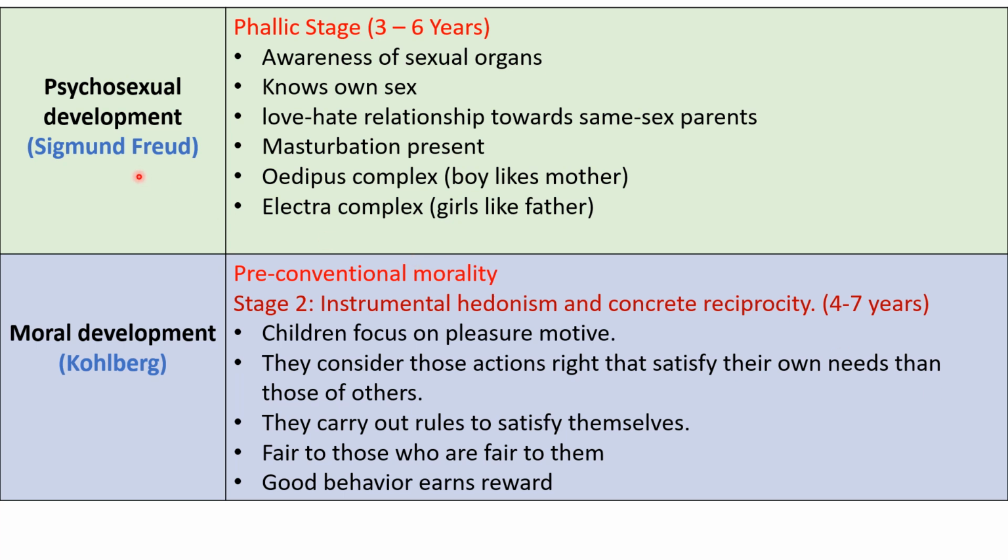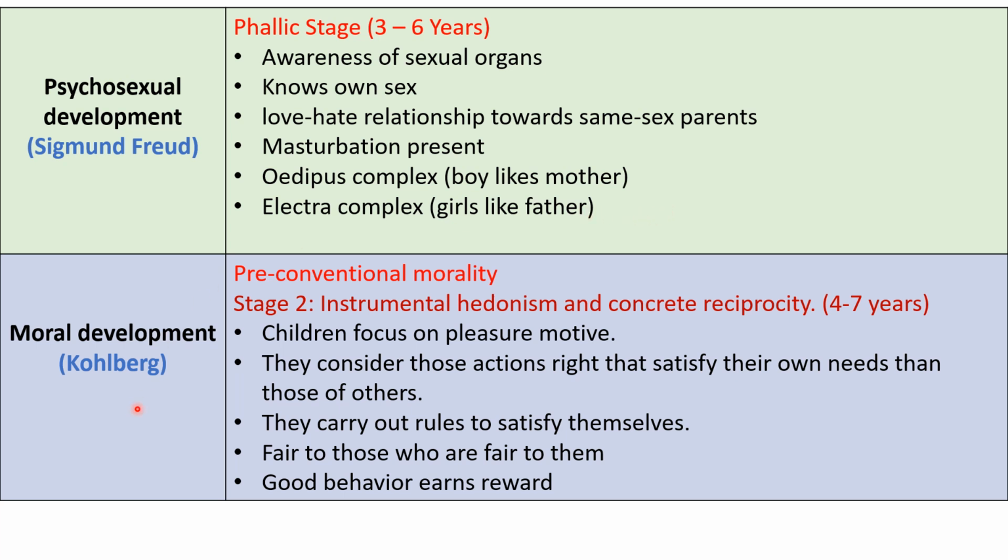Then psychosexual development by Sigmund Freud, it is at the phallic stage. So phallic stage, from the age 3 to 6 years, they are aware of the sexual organs. They know their sex. They have a love and hate relationship with the same sex parents. Sometimes they love, sometimes they hate the same sex parents. Masturbation is present at this time. Oedipus complex, that is boy likes a mother, and Electra complex, girls like father, that is seen in this age group of 3 to 6 years.